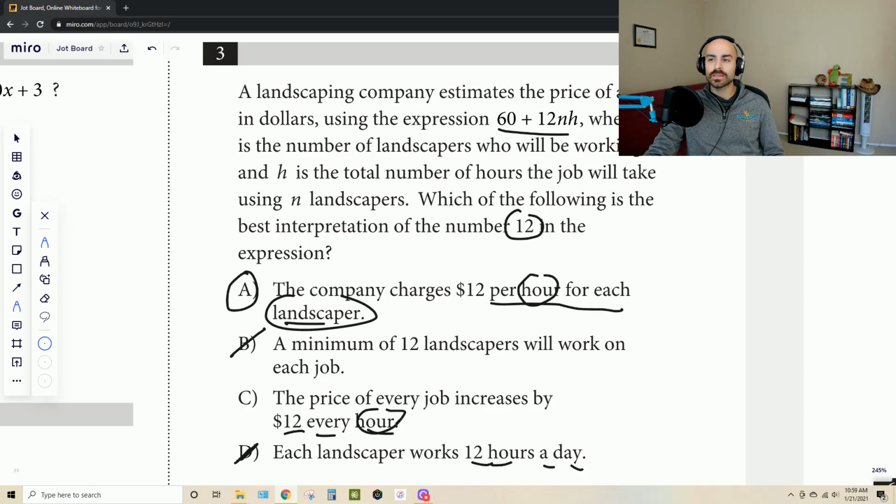Though theoretically in C, if you kept the same amount of landscapers and you just increased the hours, you'd be seeing just a bump in $12 for each hour. But they want to see which one of the following is the best interpretation.